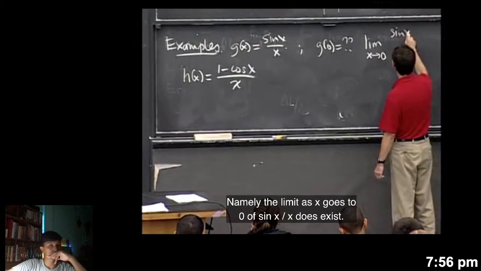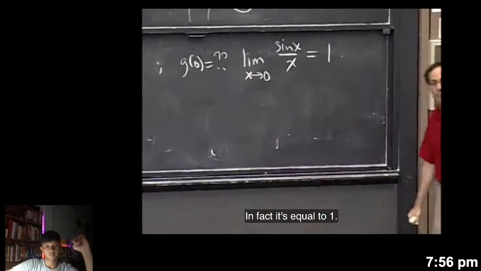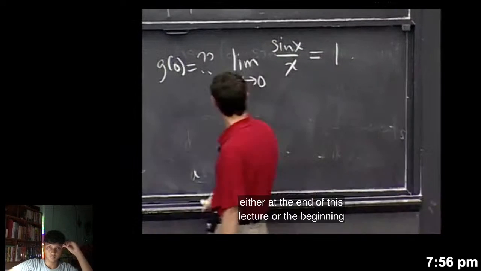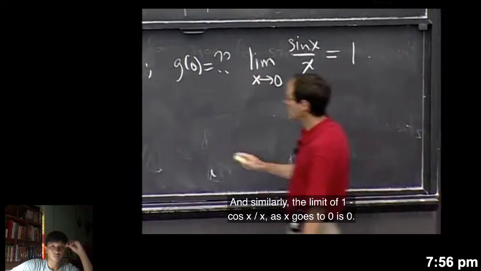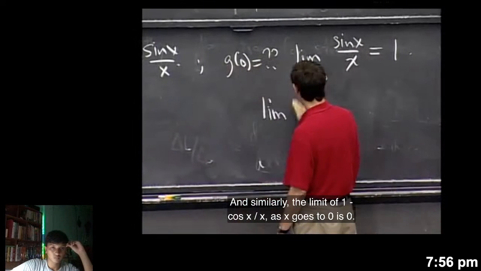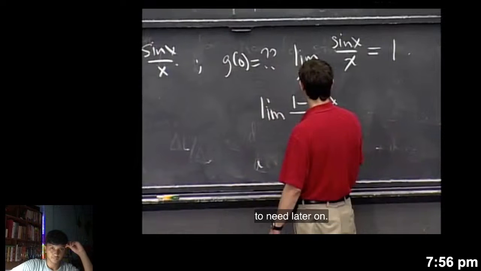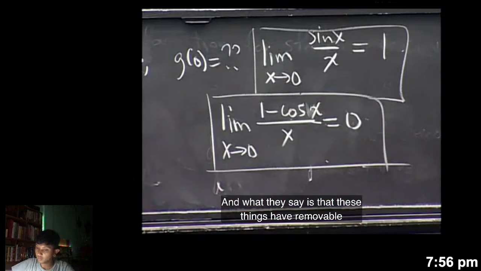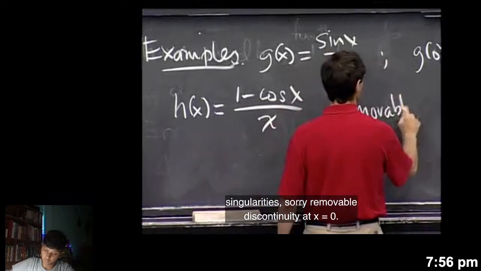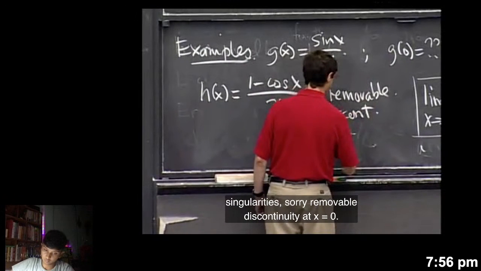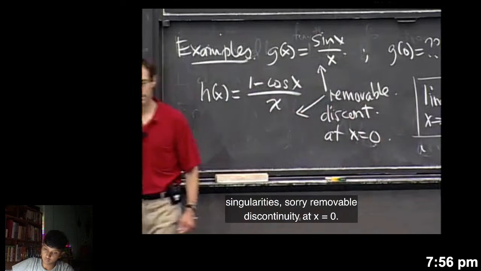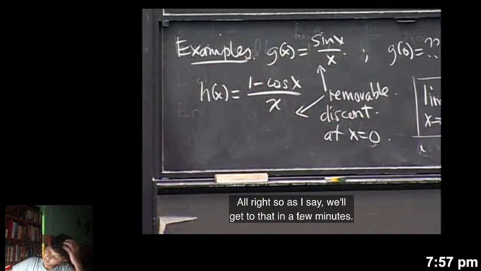That's a very important limit that we'll work out either at the end of this lecture or at the beginning of next lecture. And similarly, the limit of 1 minus cosine x over x we need later on. What they say is that these functions have removable discontinuities at x equals 0. All right, as I said, we'll get to that in a few minutes. Okay, so are there any questions before I move on? Yeah?